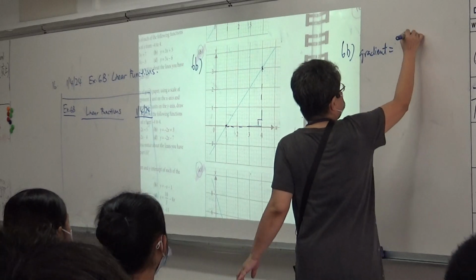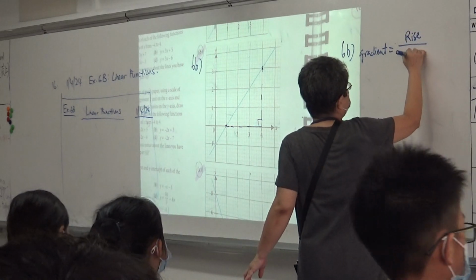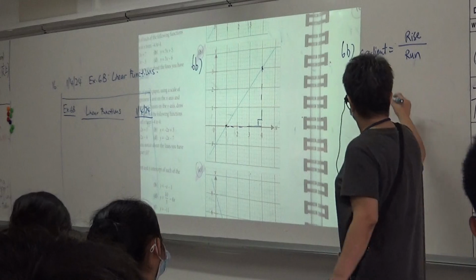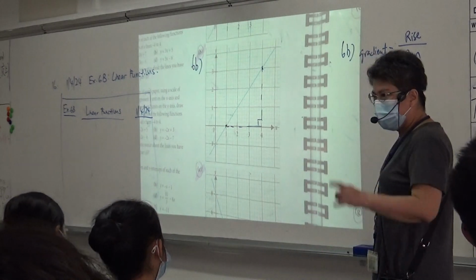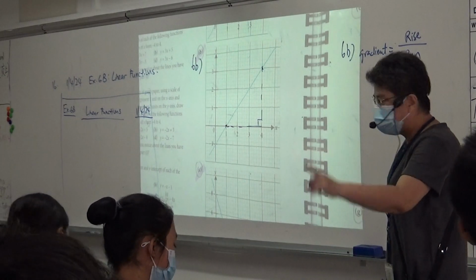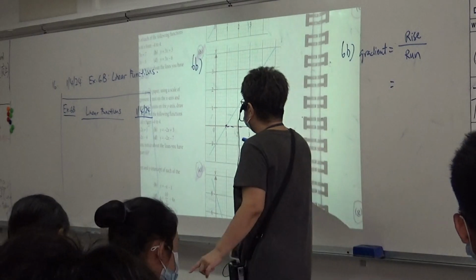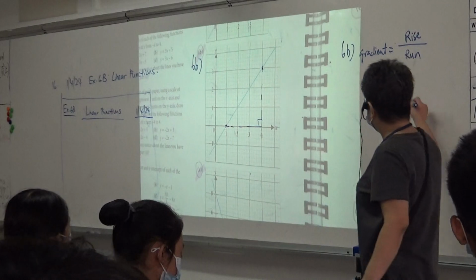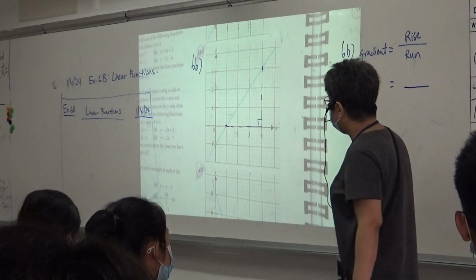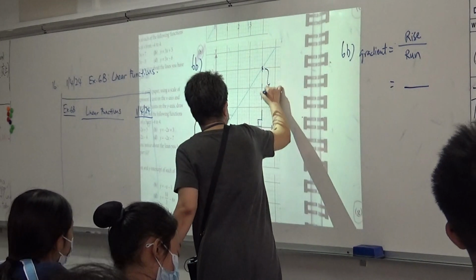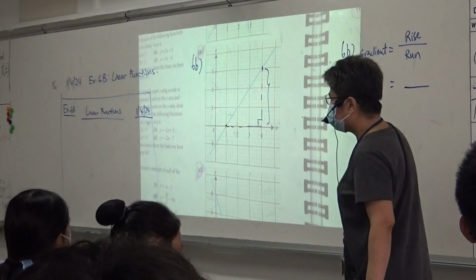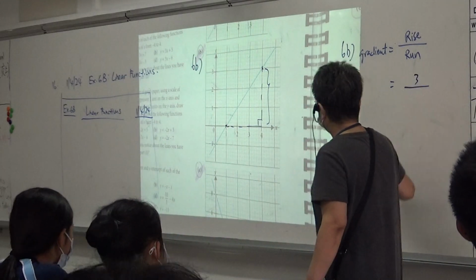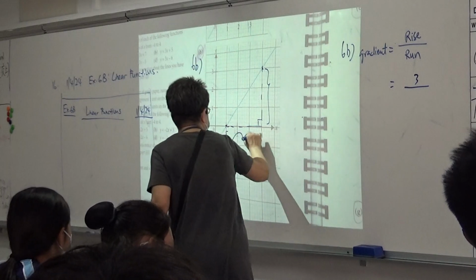Gradient equals rise over run, equals. You must present like that in your exam. First of all, I want to know positive or negative. Positive, so no need to do anything, right? How many units? 3. Good. How many units?